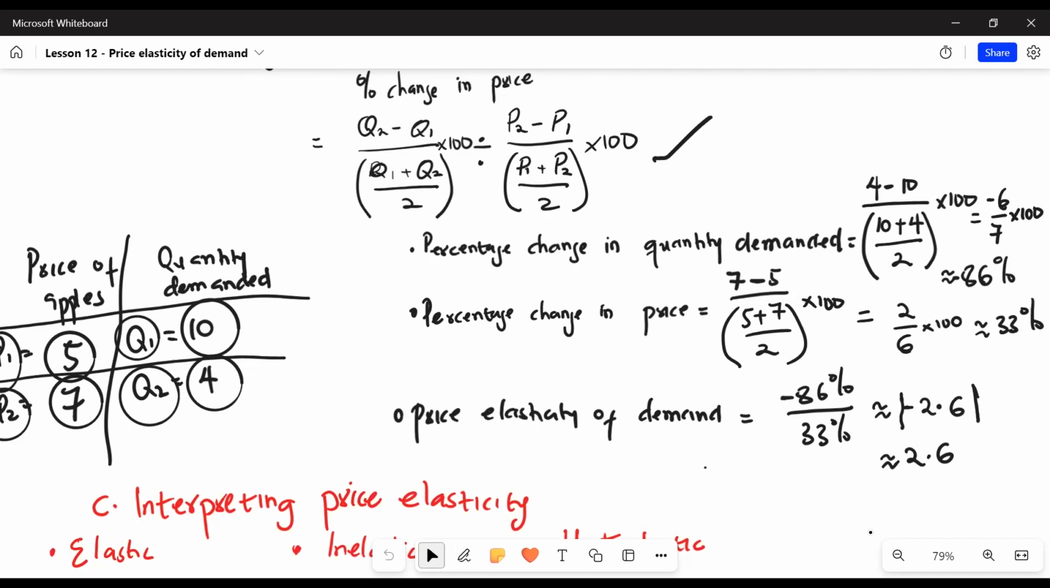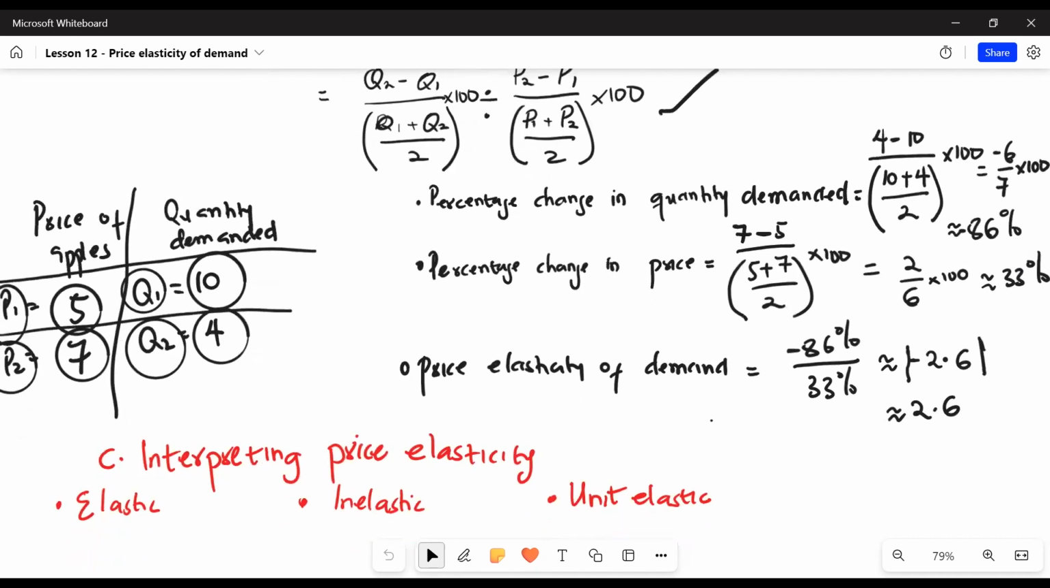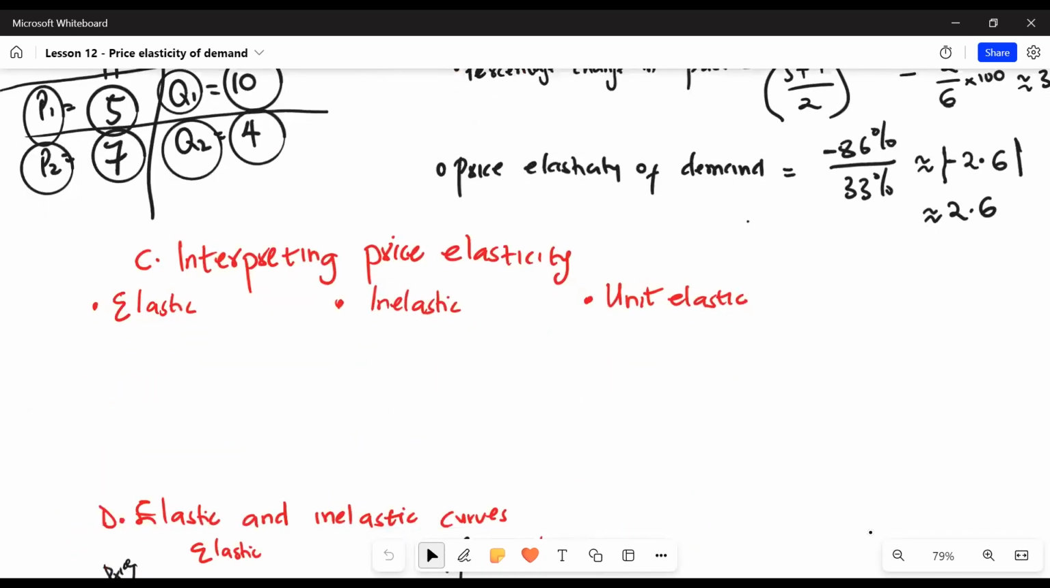Now that we know how to calculate the price elasticity, let's look at the various interpretations of the various price elasticities. Now, the first type is elastic. When we say that the price elasticity of demand is relatively elastic, it means that quantity demanded is very responsive to changes in price. So when the price of a good falls, quantity demanded will rise by a greater percentage. Or when the price of a good rises, quantity demanded will fall by a greater percentage.